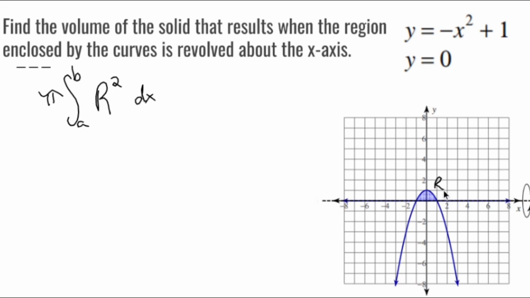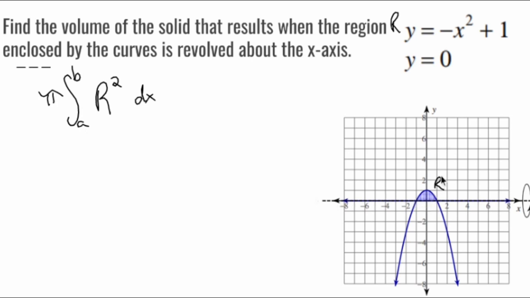Now, we have our r, that's our r. And if you're like, what about y equals 0? y equals 0 is just a fancy term for the x-axis. Don't worry about it at all. Now, what we don't have yet is our limits of integration. We don't have a and b. So this is what we're going to do.